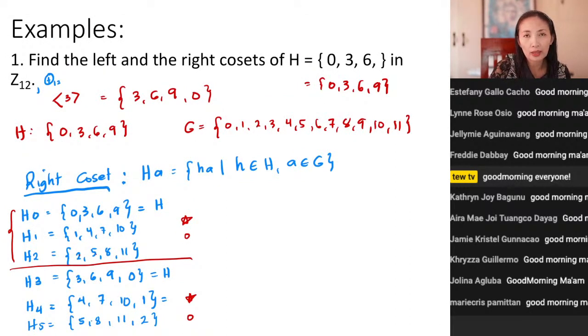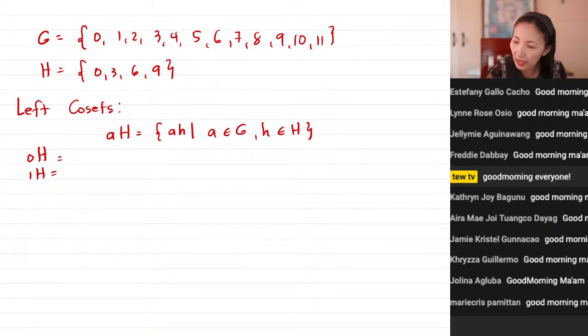Now, you know very well that the additive group Z sub 12 is an abelian group because addition is commutative. So, what do you expect with the right and the left cosets? They will be equal. H0 is equal to 0H. So, 0H is simply taking 0, add it to every member of H. So, just the same, this one will give 0, 3, 6, and 9.